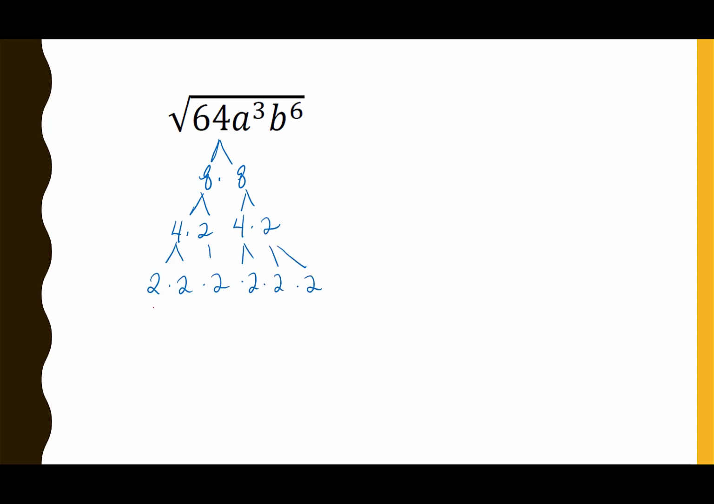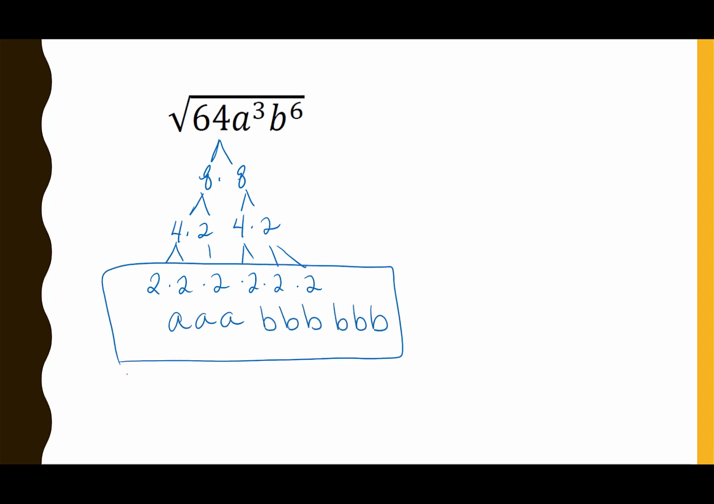Okay, so here we have how 64 breaks down into prime factors. With these variables, I want you to write out 3 a's and then write out 6 b's. So all we've done is break down 64a cubed b6 into these individual factors. All of this is still under a big radical symbol, because we've not done anything to the original radical up here.